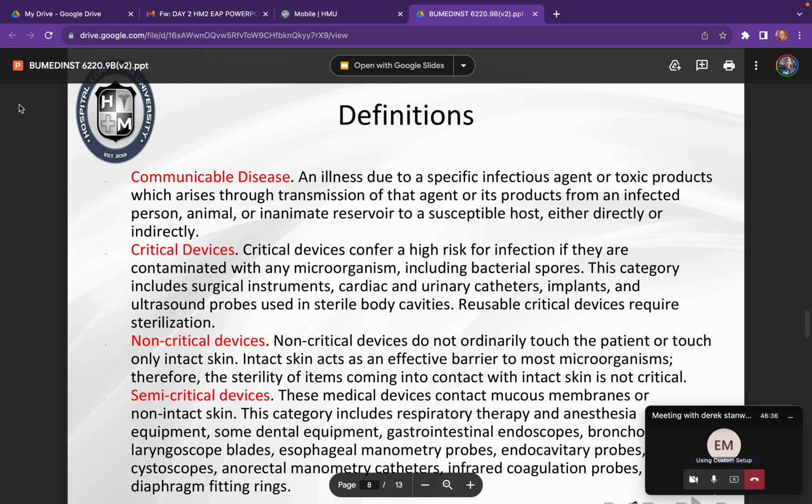Your critical devices, that's like any kind of surgery items that are going inside the cavity or anything that is puncturing it. For dental, you have scalers and everything else that's puncturing into that area. That's going to be exposed to blood and saliva, so that's going to be treated as a critical device, right? So critical is puncturing a mucous membrane. Semi-critical is contacting but not puncturing, and then your non-critical is just touching the surface.